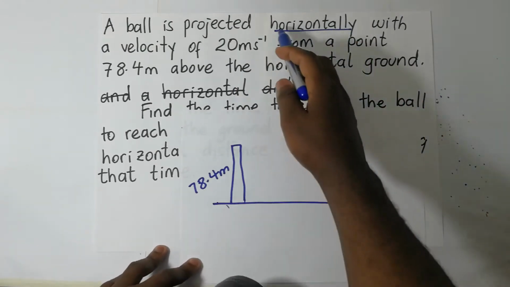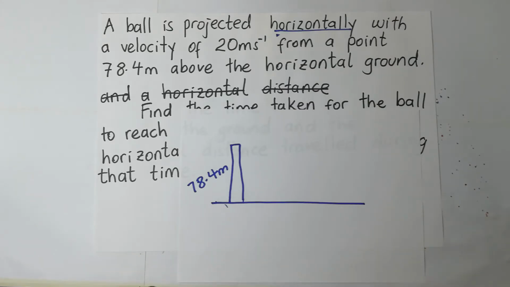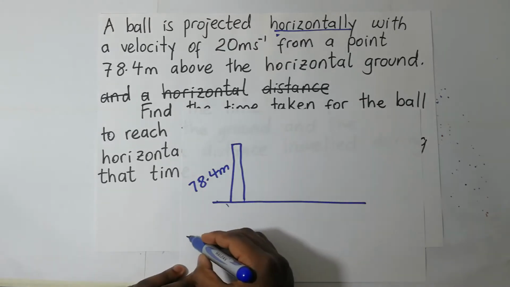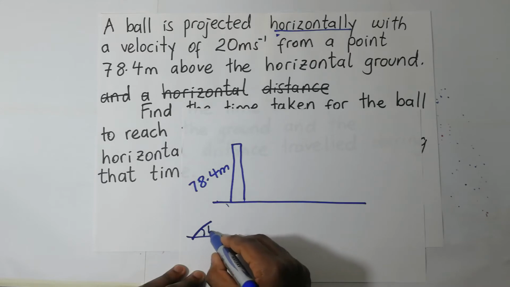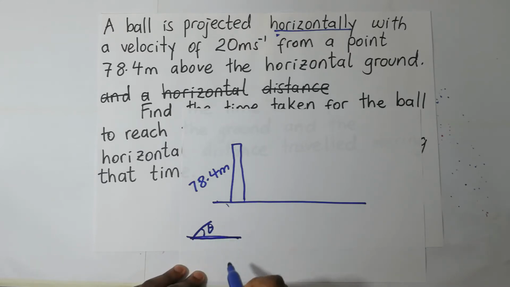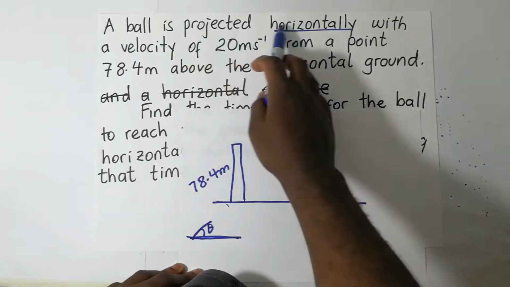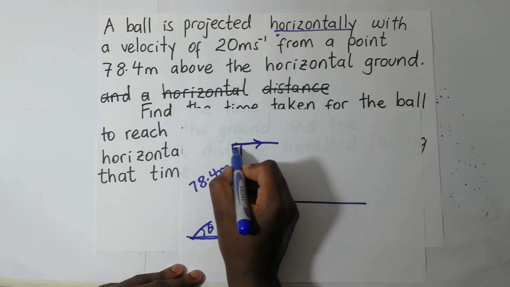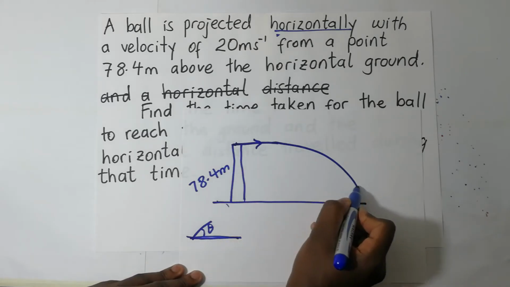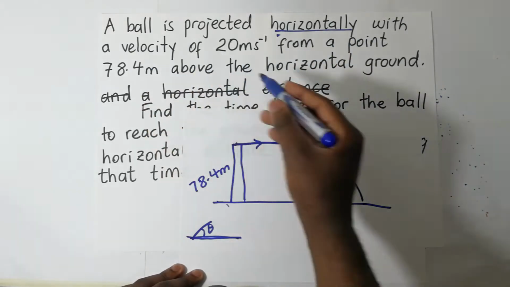When a ball is projected horizontally, remember before we've been dealing with balls being projected at a certain angle to the horizontal. In other words, this is the horizontal, and if something is projected at a certain angle theta to the horizontal. But it's not the case here. Now we're being told that the ball is projected horizontally, meaning that it's coming off like that, horizontal. There is no angle. It's being projected horizontally with a velocity of that.